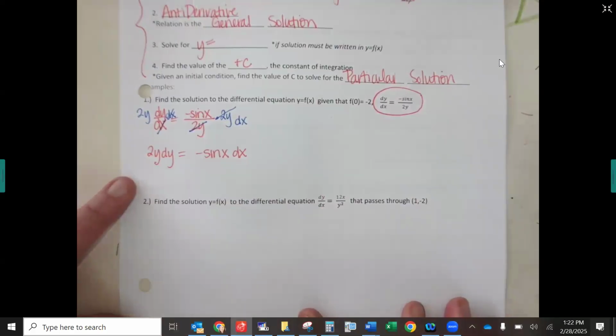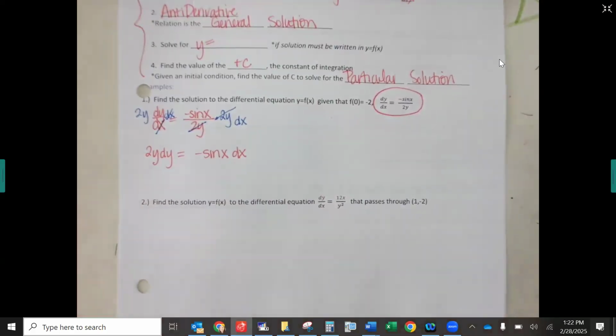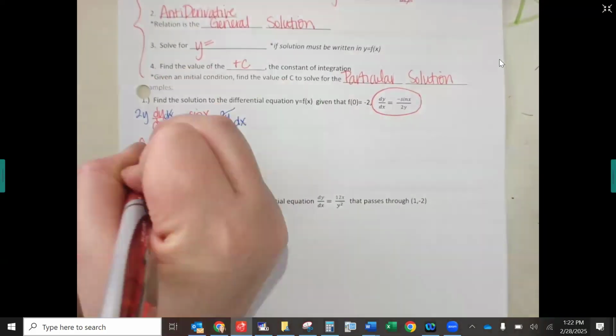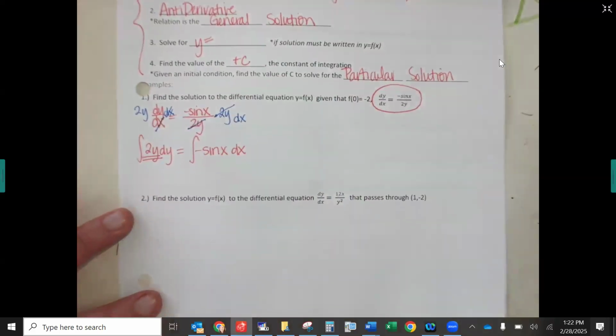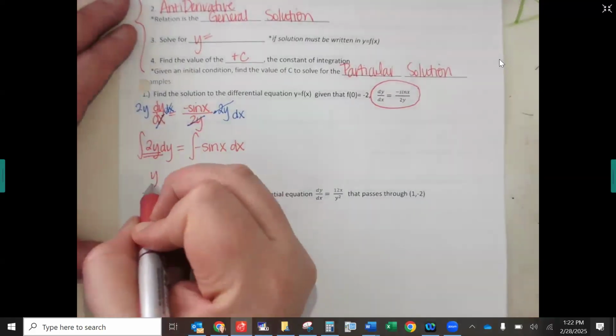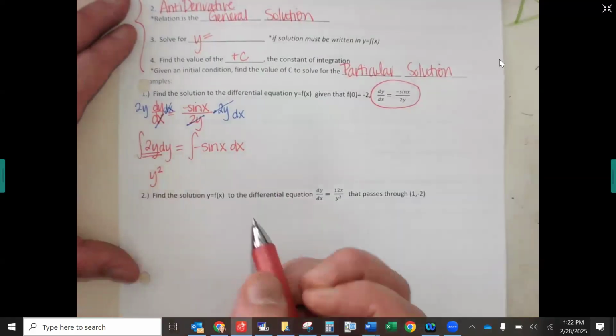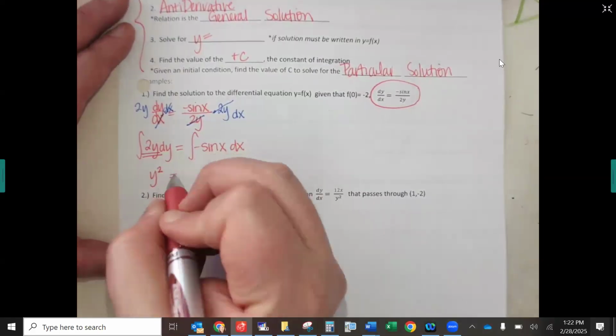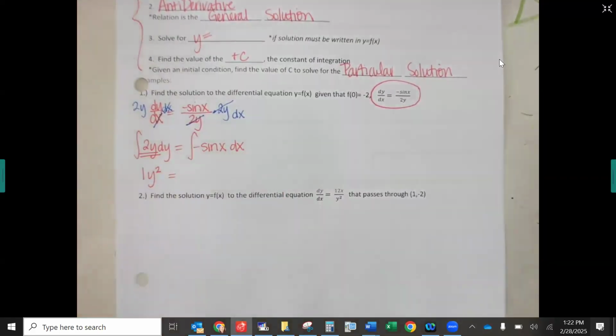So step number 1 was to separate. All my y stuff is on the left, x stuff on the right. What's the second step on your rules? Antiderivative on both sides. So if I want the antiderivative of 2y, remember you're going to up the power, then divide. So y would go to what? Then I would divide the squared on the 2 in the front, which would give me a what? 1. You can put it or not. It's up to you. Yeah, I guess I'll put it. Then negative sine x.